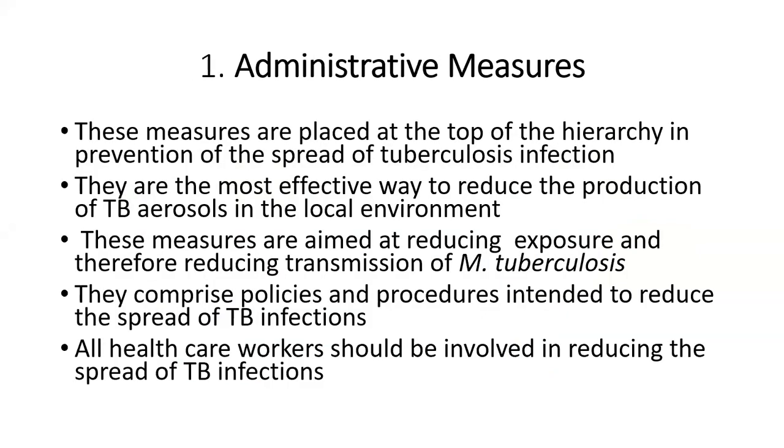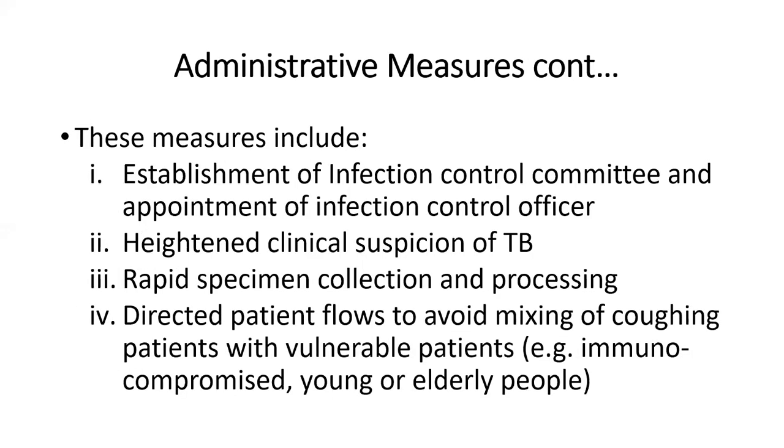So administrative measures are placed at the top of the hierarchy in prevention of the spread of infection, because they are the most effective way to reduce the production of TB aerosol in the local environment. These measures also are aimed at reducing exposure and therefore reducing transmission of tuberculosis. They comprise policies, procedures intended to reduce the spread, and all healthcare workers should be involved in reducing the spread of TB infection.